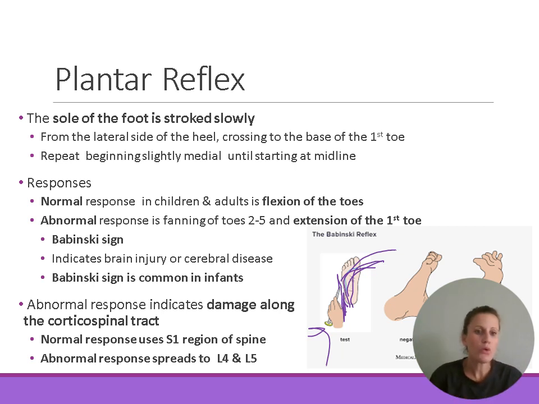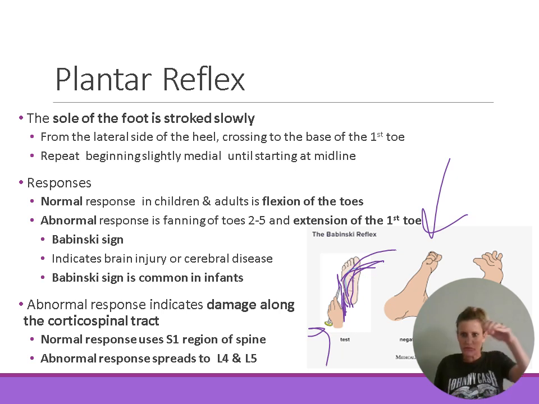A normal response in children and adults is flexion of the toes, right? So you can see in this picture here, that's normal, flexion of the toes. The idea of this flexion of the toes is to get the sole of the foot away from that stimulus, right? That stimulus shouldn't feel good. It's a noxious stimulus. It's uncomfortable. So the result is to flex your toes and curl the sole of your foot away from it.